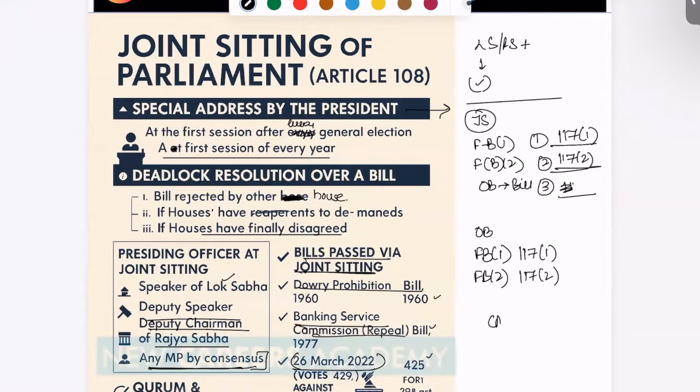Because on a Constitutional Amendment Bill there is no joint session, because in it Lok Sabha and Rajya Sabha enjoy equal power. In case of money bill, who has the power? Only Lok Sabha. So that's why you cannot have joint session for them. Joint session कौन से तीन bills पे होता है? Ordinary bill, Financial Bill 1 and Financial Bill 2. That's it.